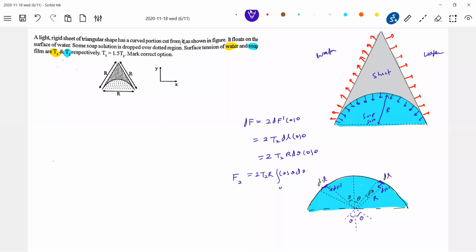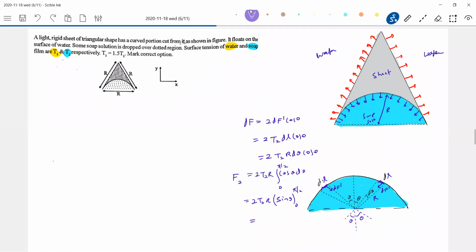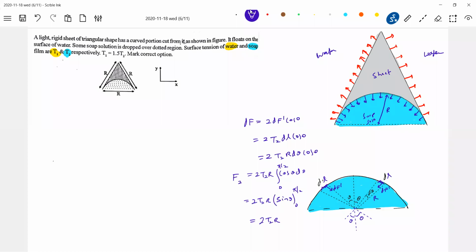Any limit? 0 to pi by 2. Zero to pi or 0 to pi by 2, I should take 0 to pi by 2. So this will become 2Tr integral of cos theta. Integral of cos theta will be sine theta, sine pi by 2. So this will be 1. So how much are we getting? 2T into r.